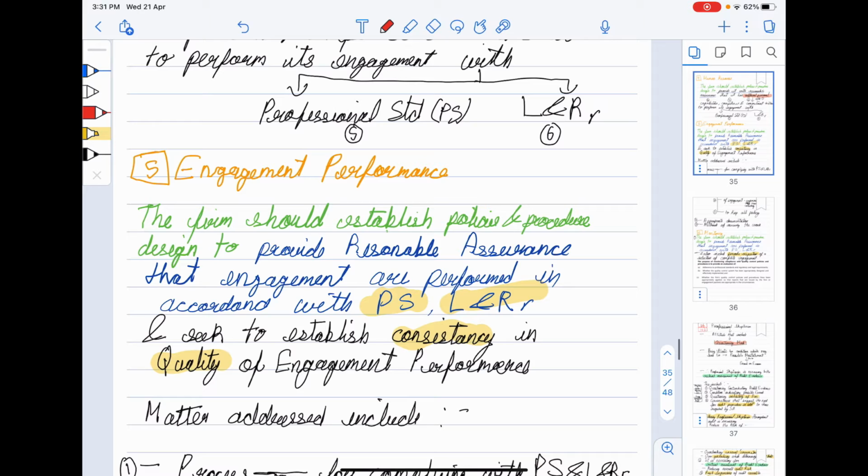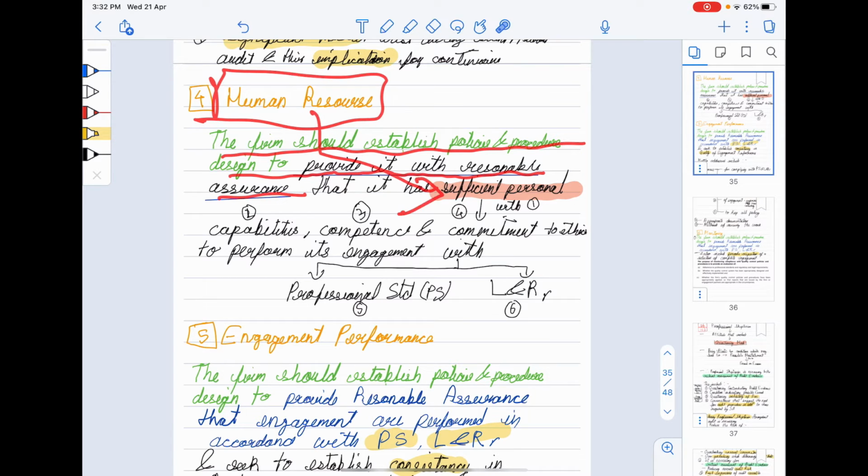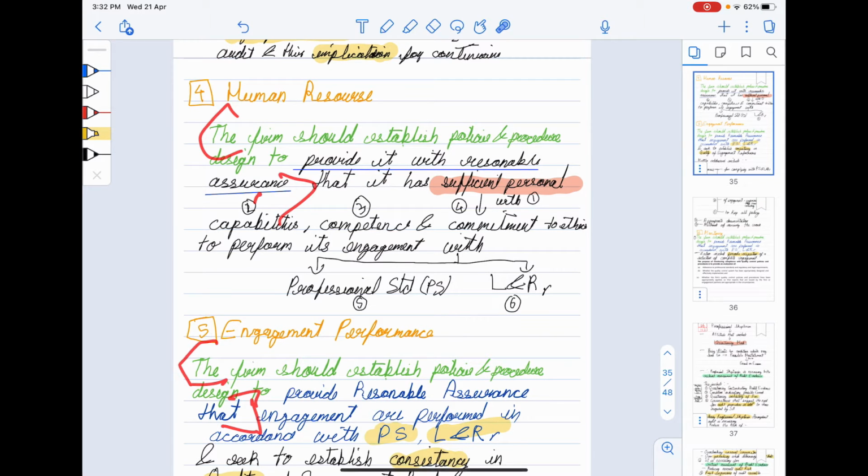The firm should establish policies and procedures designed to provide reasonable assurance that engagements are performed in accordance with professional standards and legal and regulatory requirements. Above we said that the firm should establish policies and procedures to provide it with reasonable assurance. The question was about human resources, therefore we said sufficient personnel. Here the question is about engagement performance, therefore we say engagements are performed. Okay, till here it is common.